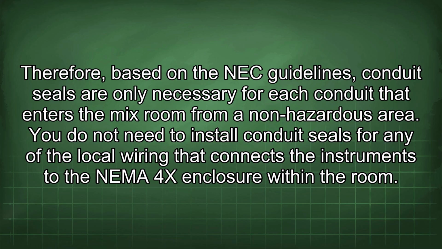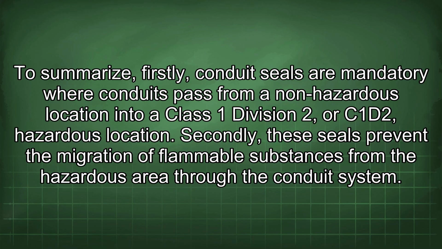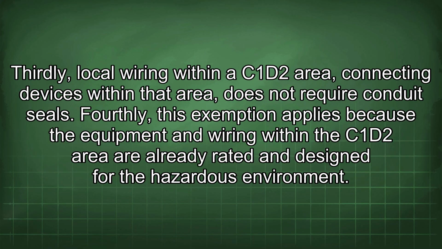Therefore, based on the NEC guidelines, conduit seals are only necessary for each conduit that enters the mixed room from a non-hazardous area. You do not need to install conduit seals for any of the local wiring that connects the instruments to the M4X enclosure within the room. To summarize, firstly, conduit seals are mandatory where conduits pass from a non-hazardous location into a Class 1 Division 2 hazardous location. Secondly, these seals prevent the migration of flammable substances from the hazardous area through the conduit system. Thirdly, local wiring within a Class 1 Division 2 area connecting devices within that area does not require conduit seals.